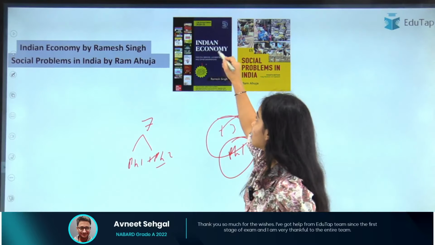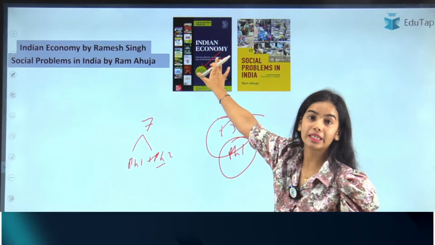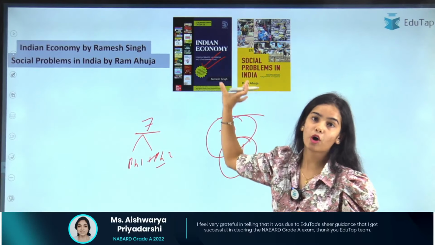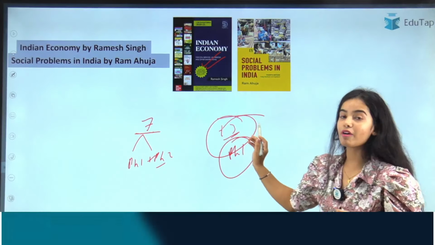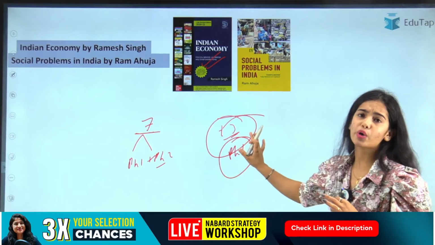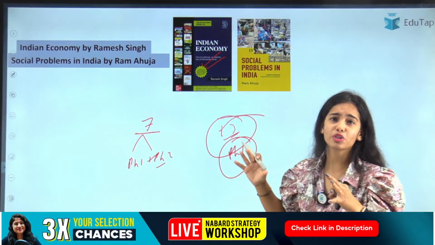You can read the Ramesh Singh book of Indian Economy. Just find these 7 chapters in this book, Indian Economy by Ramesh Singh. The other 3 chapters you have to do from current affairs and just find them on Google. Do not follow any book for them, otherwise it will provide you too much information.